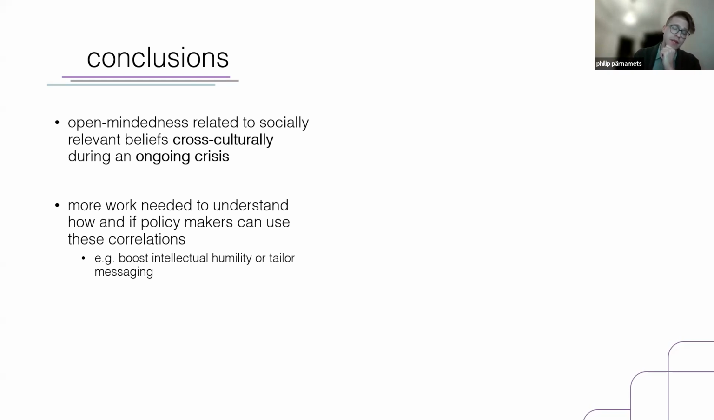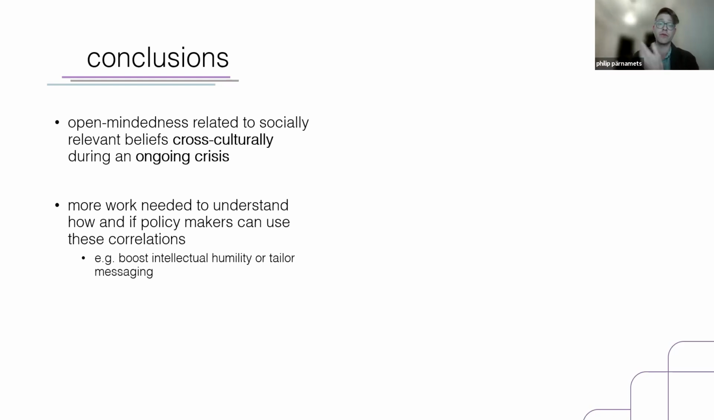However, even given this, and this goes back to some of the themes that have recurred in the different talks we've been hearing today, we need to do a lot more work to understand how and if policymakers can make use of these relationships. So, returning to themes that Anton was taking up, can we boost intellectual humility, or could we, for example, tailor messaging? It might be the case that we can identify people who are relatively open-minded.